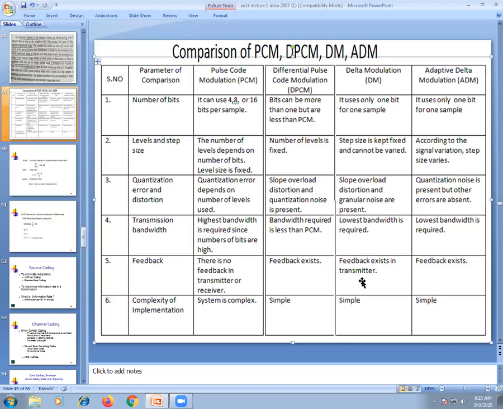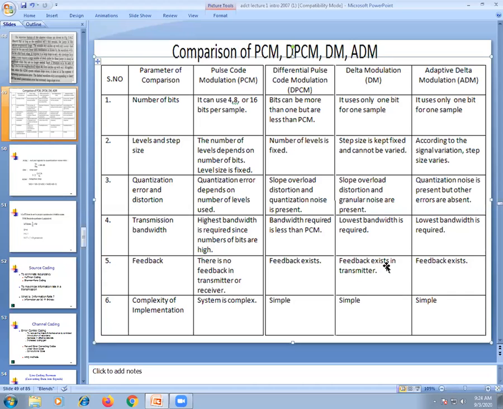Now delta modulation. Is there any feedback in delta modulation? Yes, there is a feedback. Feedback exists in the transmitter. What is the block diagram of delta modulation? Here a comparator takes place, whereas DPCM uses a differential amplifier. The comparator compares two signals: one is the m of t signal, and the other is the D2A converter output signal, which is also an analog signal. Those two analog signals are given to the comparator. The comparator output is Δ of t.